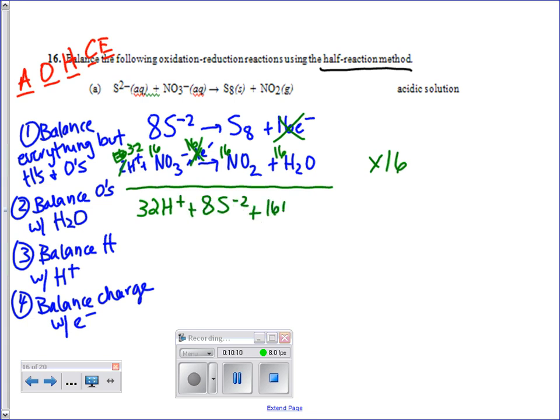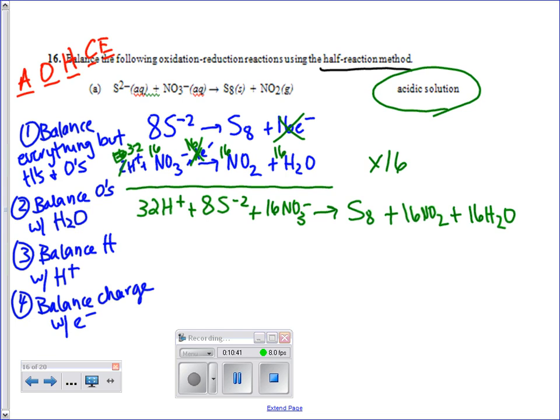There is no rhyme or reason to the order you have to write this stuff. Gives us 8 S's, S8, plus 16 NO2s, plus 16 H2Os. That is a balanced overall reaction. One thing you need to check, do you have anything that's the same on both sides? Do you have water on both sides? No, you're good. Do you have H pluses on both sides? No, you're good.